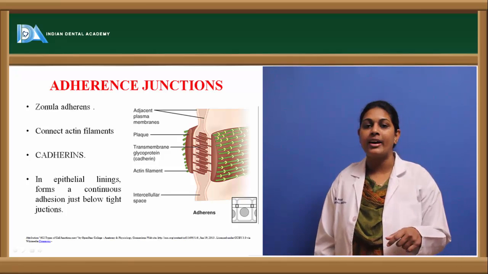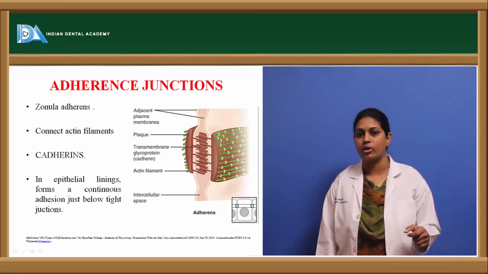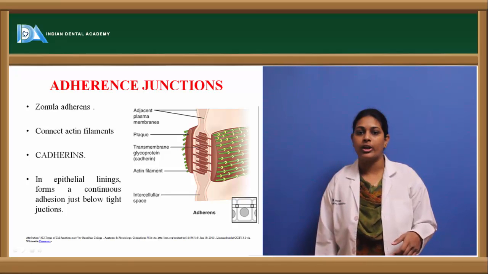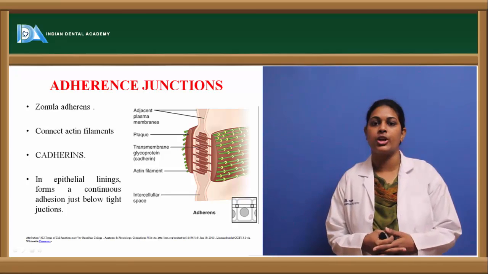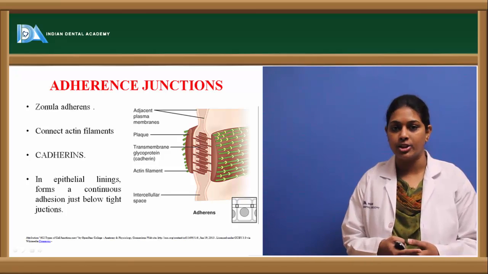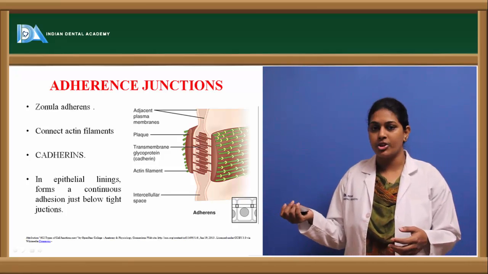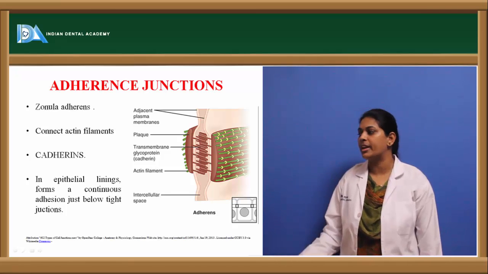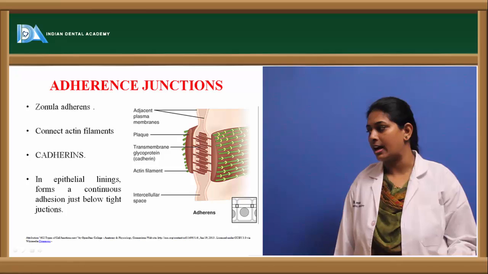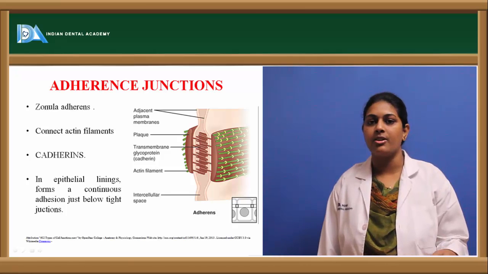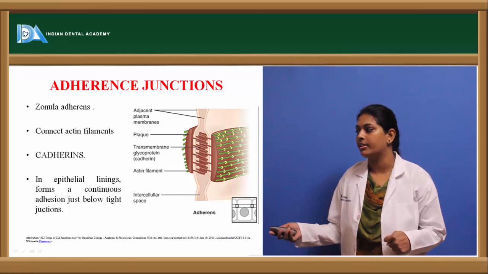From there, from these patches, the cadherins, which are transmembrane glycoproteins, extend towards the adjacent structures, against each other, and get adhered to each other, that is, get attached to each other and form this adherence junction. This is usually seen in the epithelial linings in the form of continuous adhesion. It is observed just below the tight junction or the occluding junction. This makes the adherence junction.